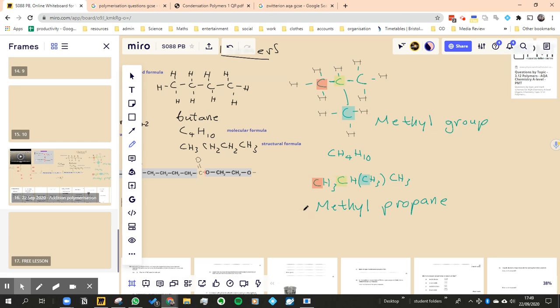Now, you could call it 2-methyl propane, because that would tell you that it's on the second carbon, but it can only actually be on the second carbon, because if it was on the first carbon, it would just be butane, but just bent in half. Or if it was on the third carbon, it would just go like that, right? So because it's on the second one, we've only got one chain, and so we just call it methyl propane. Okay.